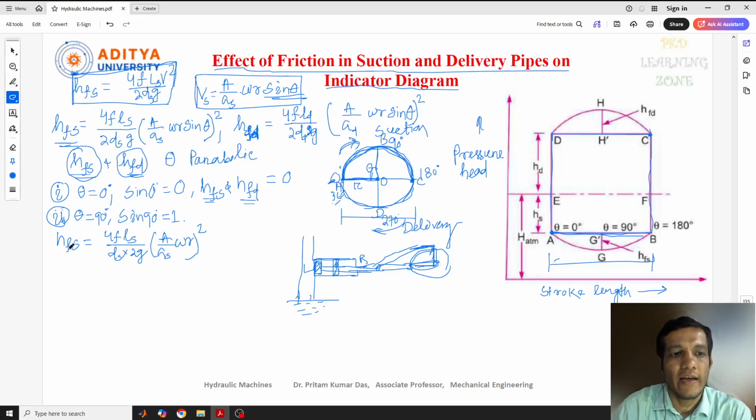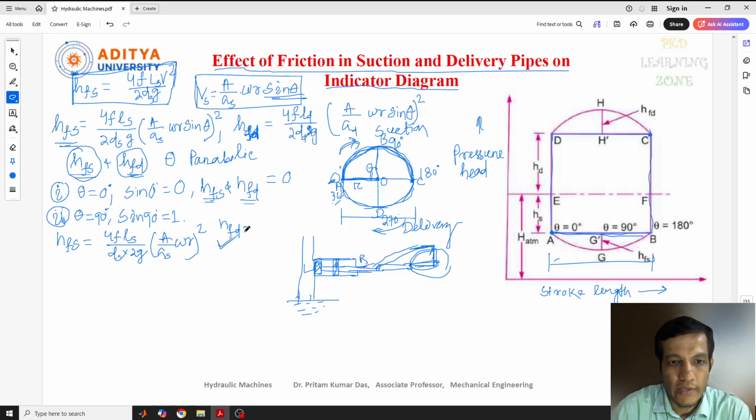And similarly for the HFD, you just put the d value here, that's it. So this is for the second condition. The second condition, what I told you, is theta equal to 90 degrees. That means we get some value here, at least at this point for the suction pipe. Similarly, for the delivery pipe also, we can get some value.